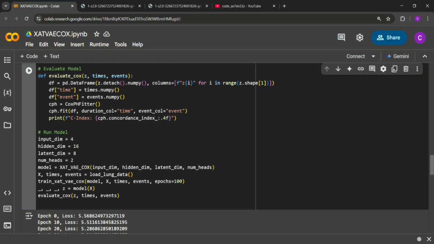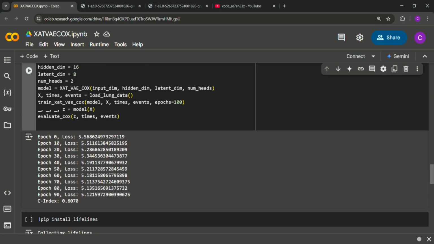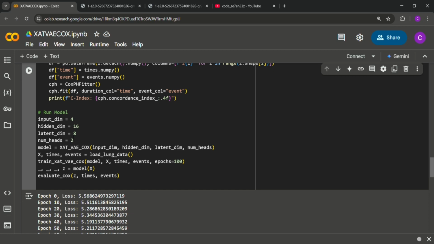Running the model. Initialize model: input dim, the number of input features; hidden dim, the hidden layer size; latent dim, the compressed representation size; number of heads, the number of attention heads in the transformer. Load data retrieves and processes the dataset. Train model trains XAT-VAE-COX, running training for 100 epochs. Extract latent representation retrieves the encoded patient representation. Evaluate model: Z, times, events computes the C-index to measure prediction performance.